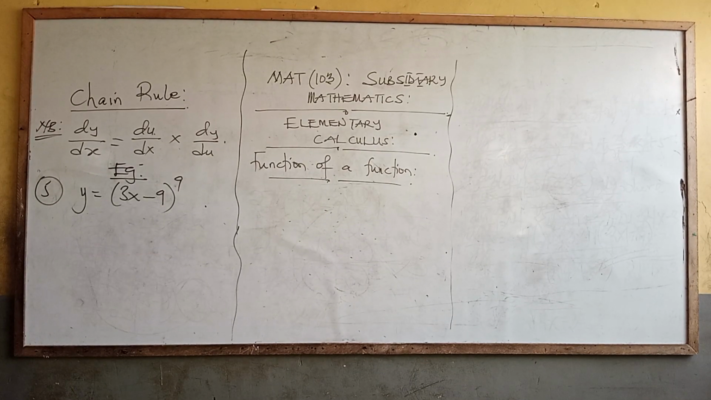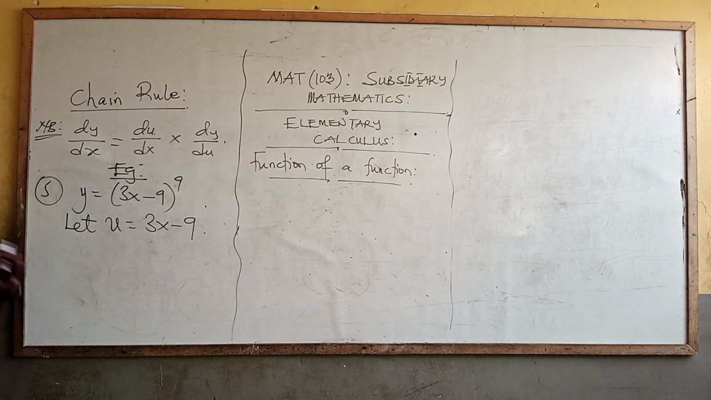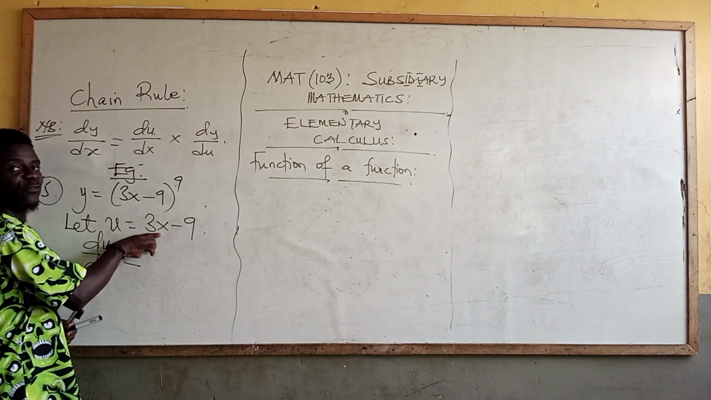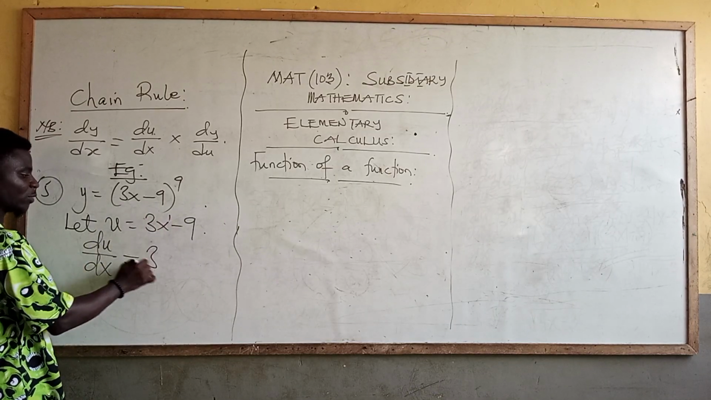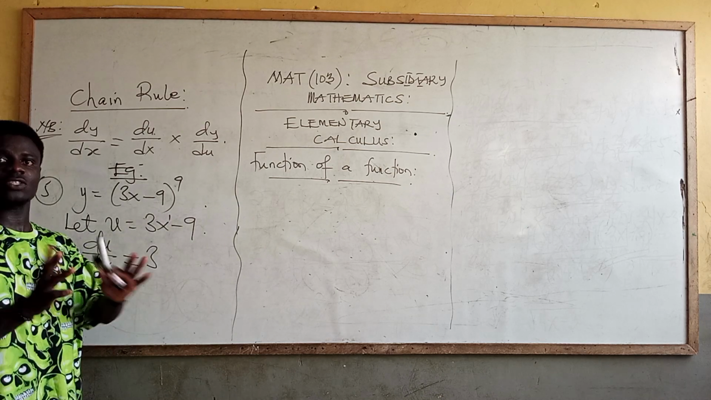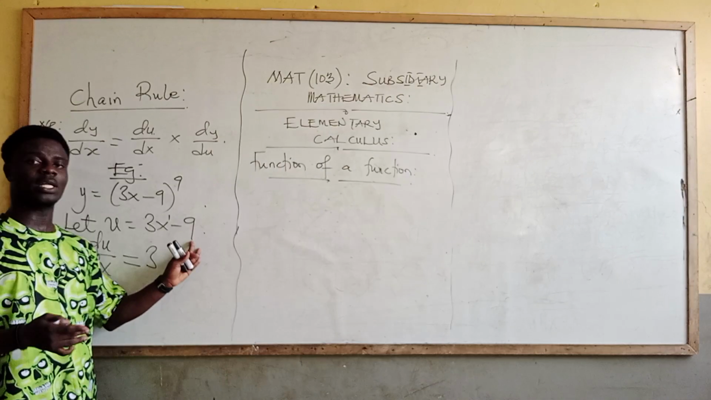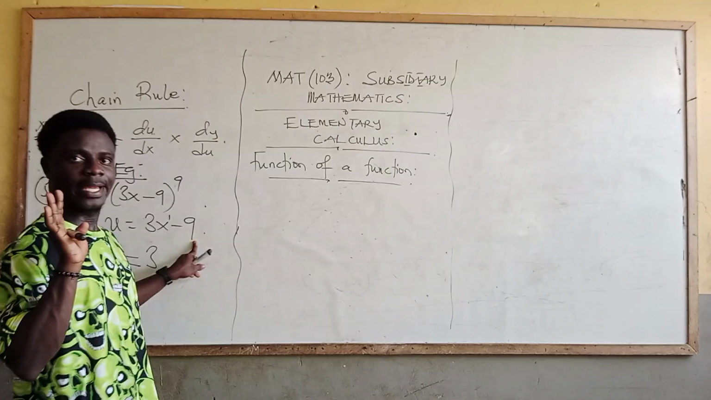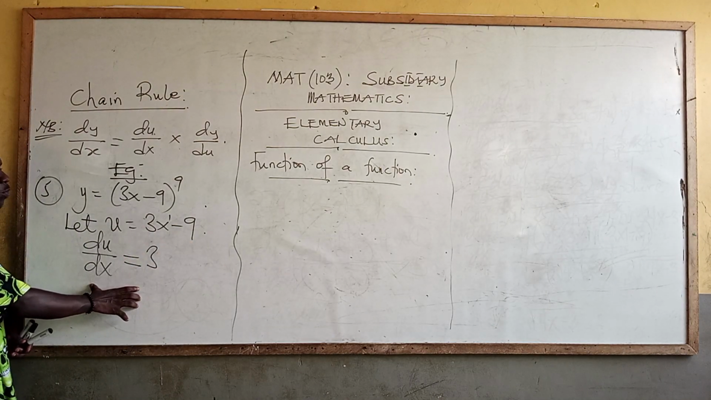Alright, so let's apply the chain rule. What do you do? You start by saying, well, let u equal 3x minus 9. Then what do you do again? You differentiate u with respect to x. This one, you have x here, so you can differentiate. Here it is to the power 1, it multiplies, you get 3, subtract 1 to get 0. x to the power 0 is 1. So 1 times this thing is the same thing. This one is a constant, so it tends to 0. So we get du over dx equals 3.